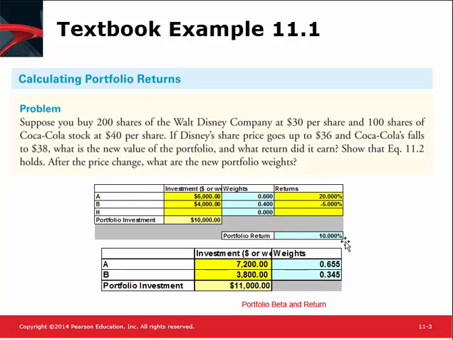And of course, after the change, there is a change in the weights. So now Disney's at 7,200, Coca-Cola's at 3,800. So the proportions changed after the price changed.